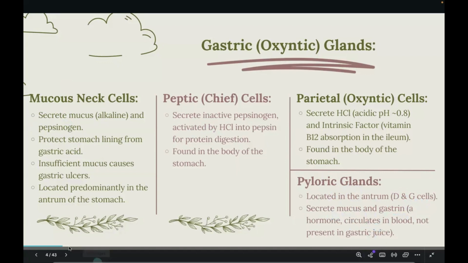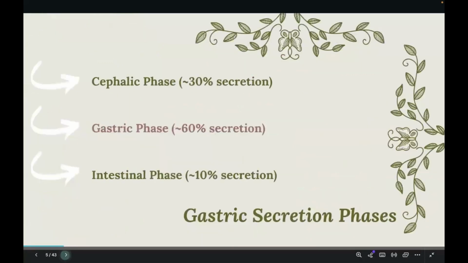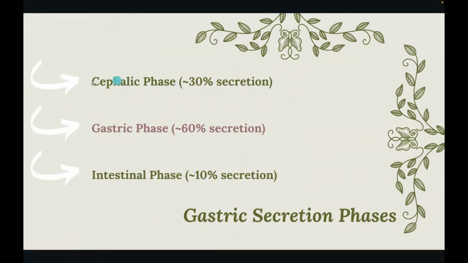Okay? All right. Now, for the main part, which is the gastric secretion phases, we have three phases, right? The first one is the cephalic one. We're going from up to down. Cephalic is from the word head, right? So we're going up. Cephalic, then the gastric, then the intestinal, right?